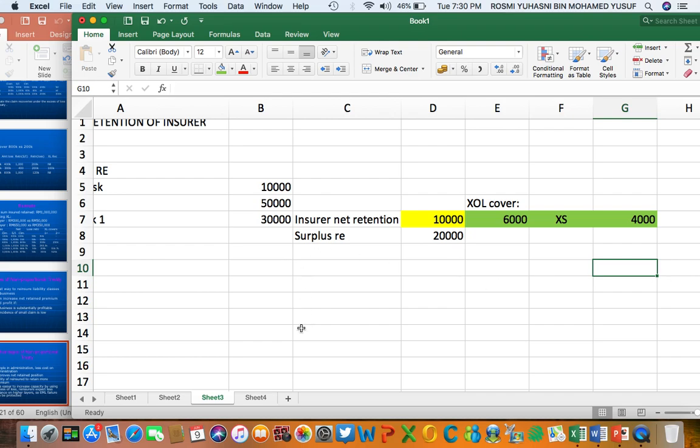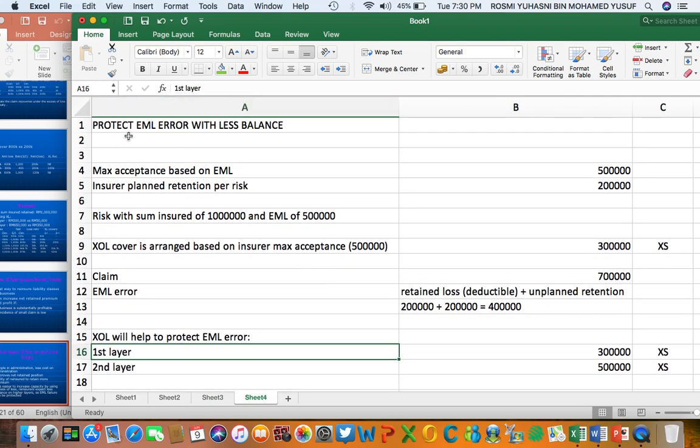Okay, let me illustrate that. One of the functions of non-proportional is to protect estimated maximum loss error with less balance. I hope you understand what EML is at this stage. So for a particular risk, there is a low possibility that there's going to be total loss, okay? Because there could be many reasons why this risk might not result in total loss. Maybe because of the security system, the fire extinguishing system, let's say in fire insurance, or for a car, the safety of the car is very, very high tech. So that might not result in total loss in case of accident.